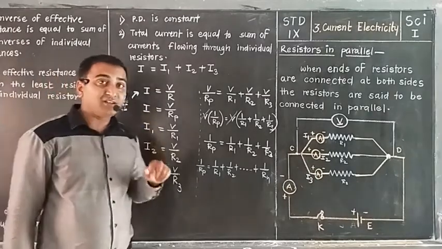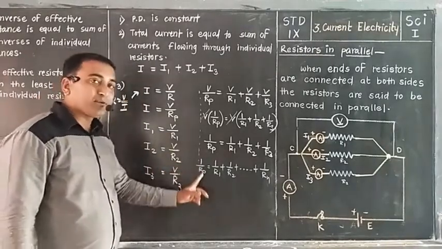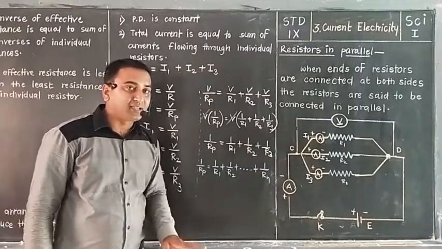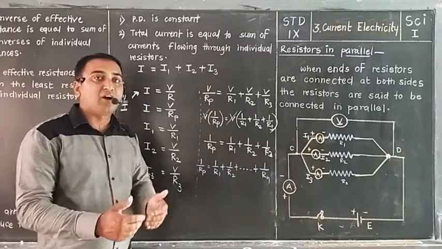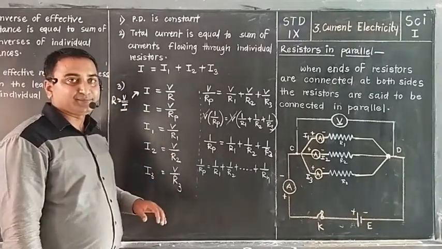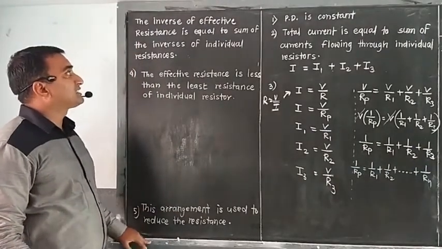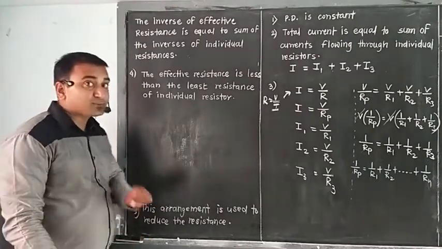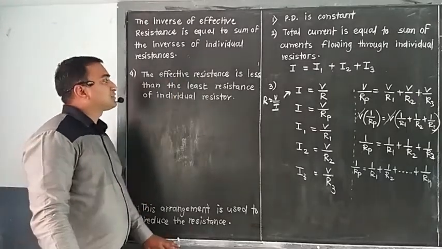Then in series we have Rs is equal to R1 plus R2 plus R3. Here we are getting 1 upon Rp is equal to 1 upon R1 plus 1 upon R2 plus 1 upon R3. That means the inverse of effective resistance is equal to the sum of inverses of individual resistances of the resistors. Then the next point, an important point: the effective resistance is less than the least resistance of an individual resistor.